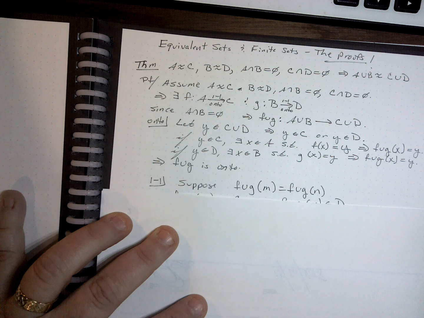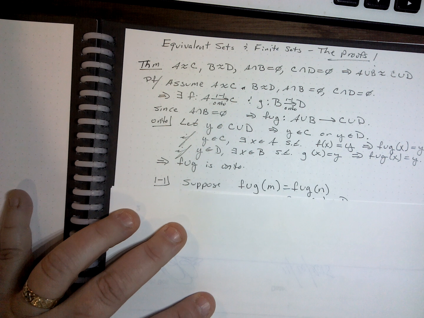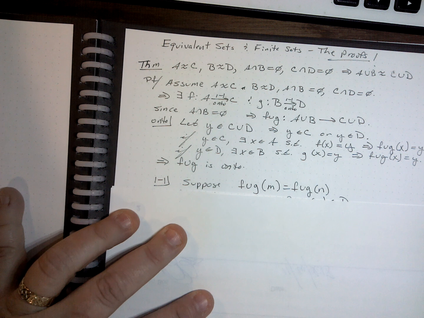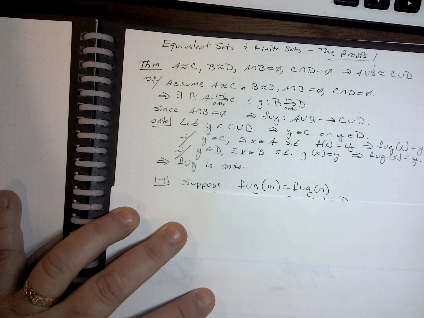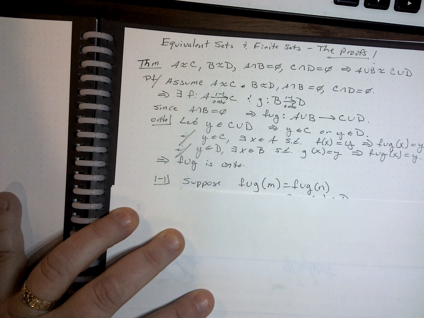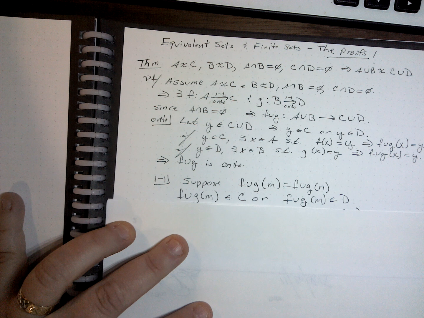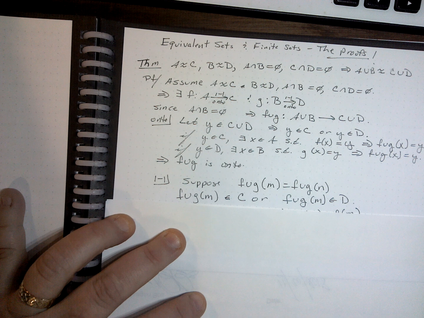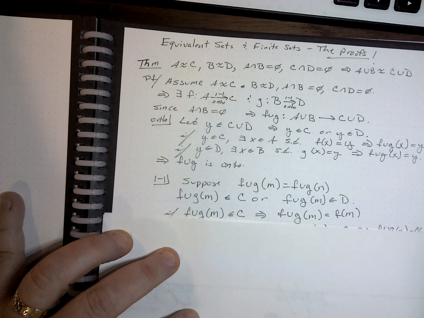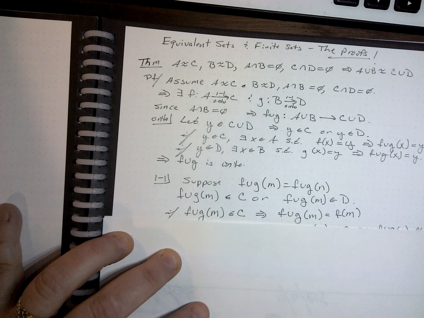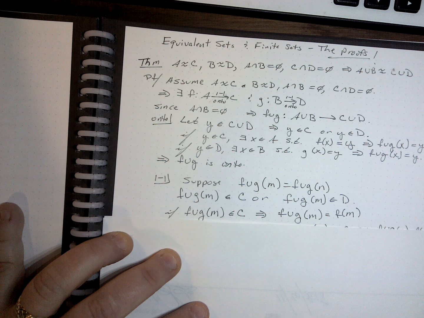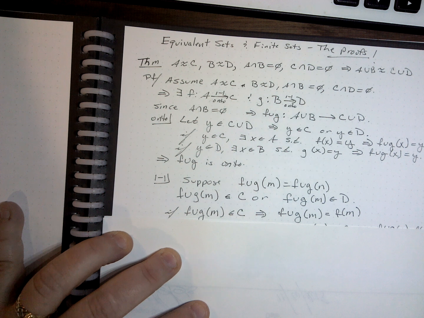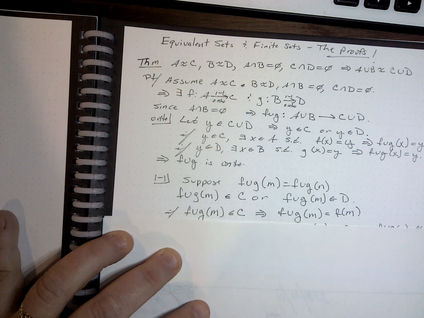This is a little bit harder. Suppose F union G of M equals F union G of N. So how are we going to go at this? I'm going to look at the output. So F union G of M is either in C or it's in D. If it's in C, that means F union G of M is actually just F of M, because that's the part of the function it comes from.